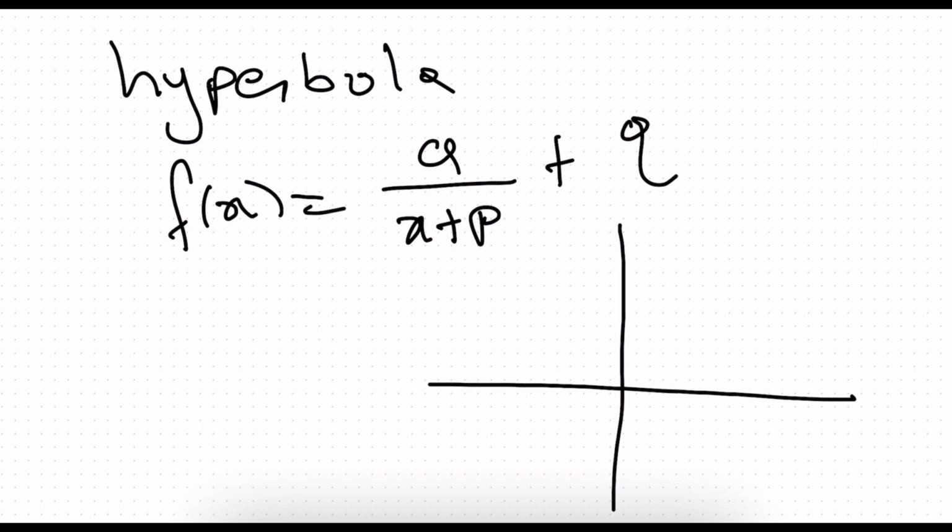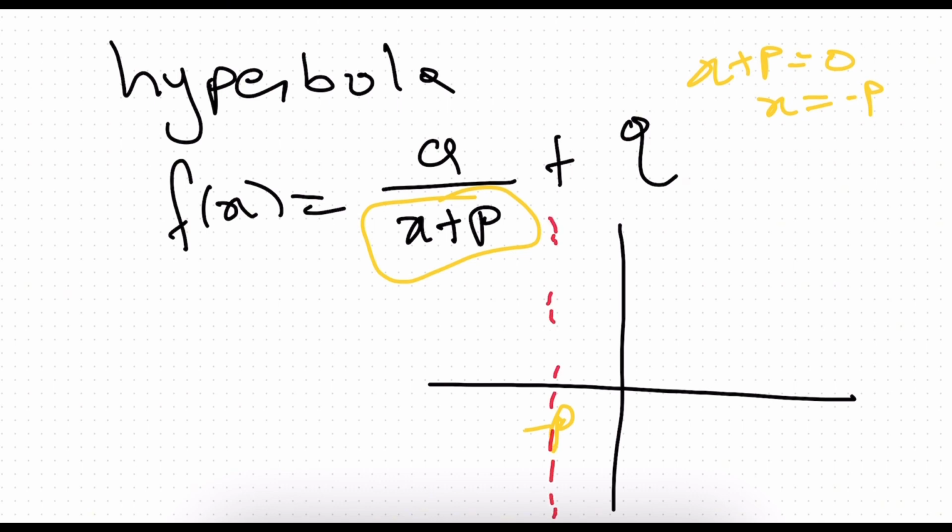To determine the x asymptote, the logic still stands. You literally have to equate this guy over there to zero, and then you solve for x. So it's going to be x plus p equals zero. Therefore, x is equal to minus p. Let's say minus p is here. Then you know that my graph doesn't touch here. So this is my x asymptote, right? And for your y asymptote, you take your q as it is. Say your q was here, then your asymptotic line will also be here.